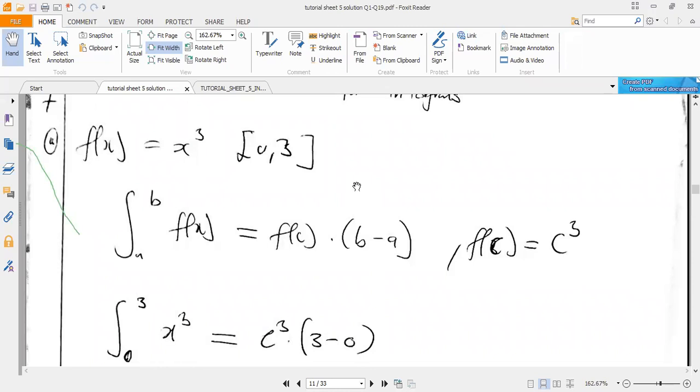So you just put c. Meaning you're not going to have one value. Instead, you're going to have different values, just like a polynomial gives you. You're going to have different values of c.